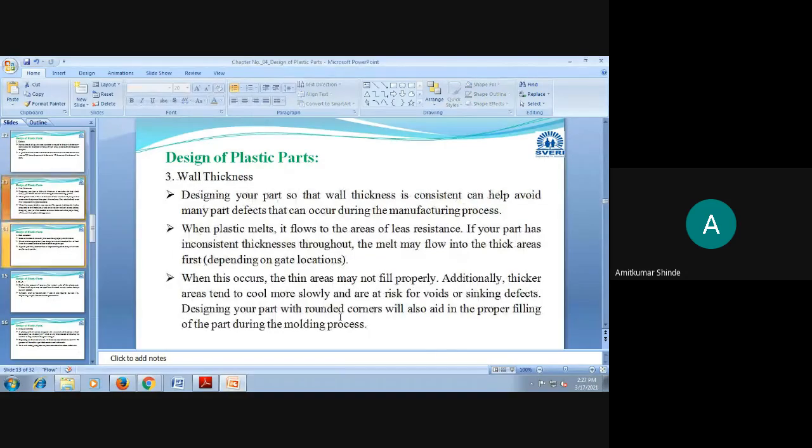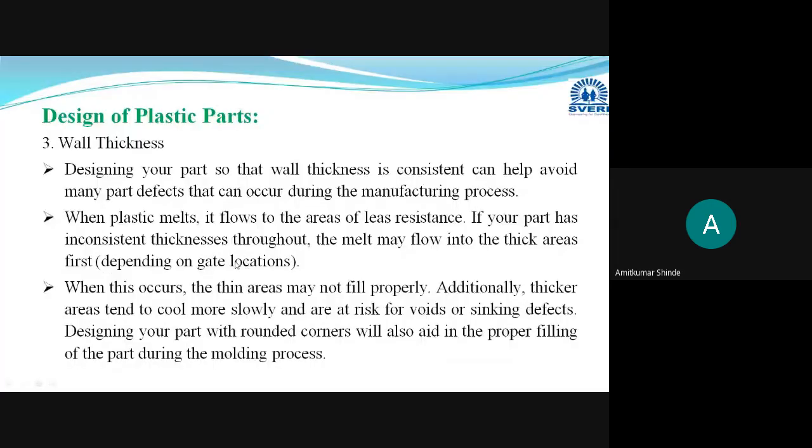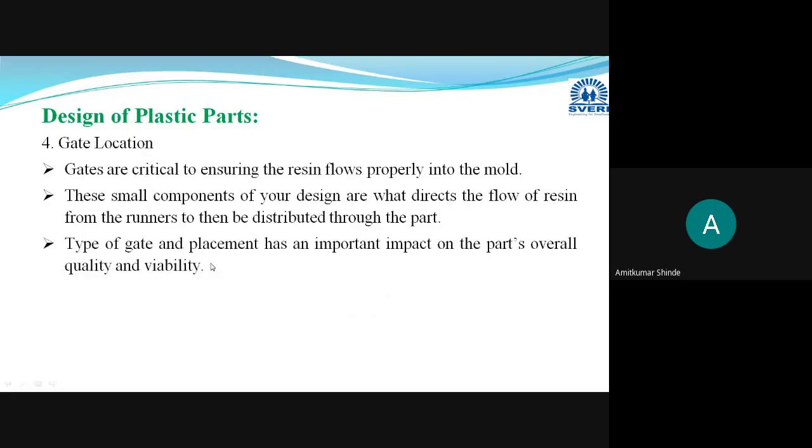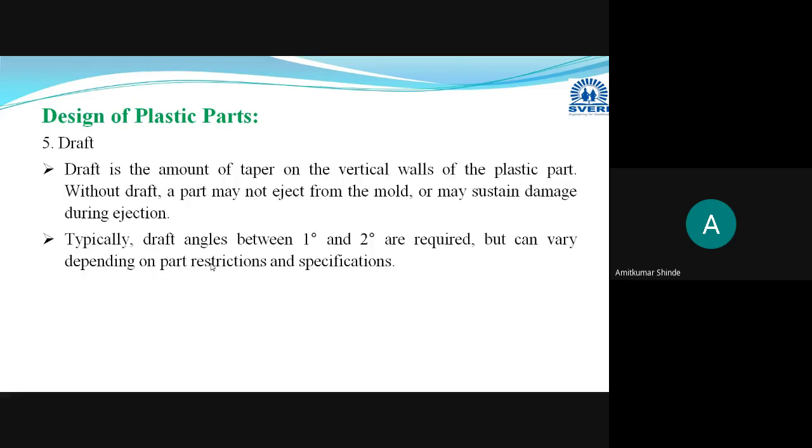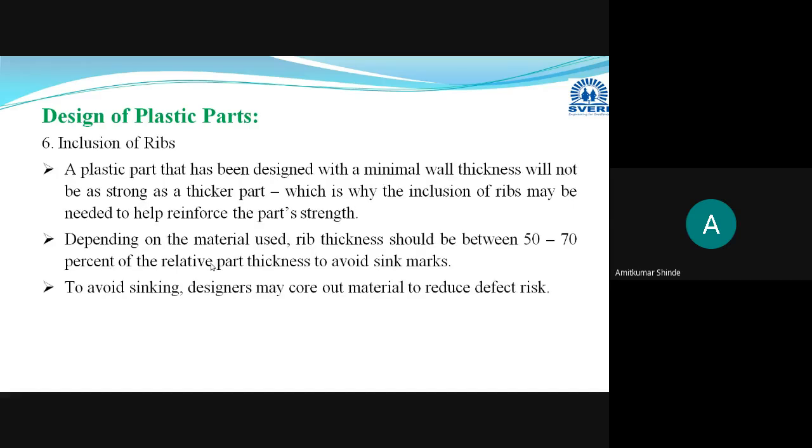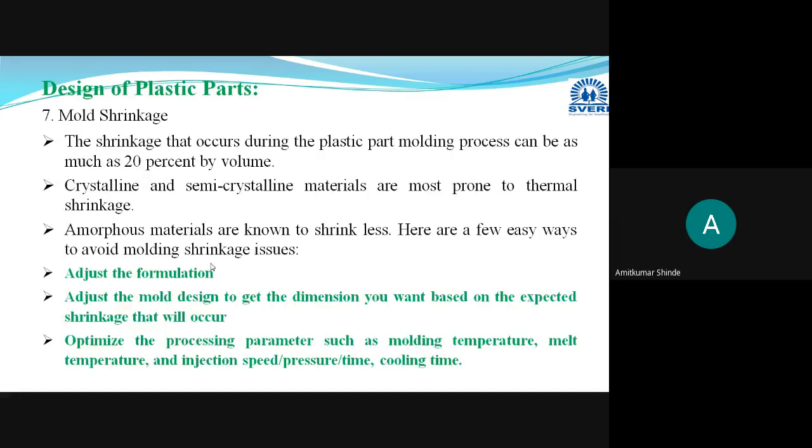Then the wall thickness. Next point is you have to consider the wall thickness. Then some runner and gate arrangement we are using here, related to that we have to consider some points. And then we are going to provide some draft, how this draft is provided. Then some ribs, if some ribs are present, then how you are going to design those ribs. And then mold shrinkage, how much shrinkage values you have to provide. Shrinkage will occur, and according to that, you have to consider some parameters.